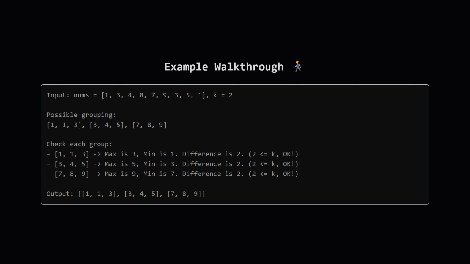A valid solution, as you can see on the slide, would be grouping the two 1s with a 3, then another 3 with a 4 and 5, and finally the 7, 8, and 9 together. If we check each group, the difference between the max and min is always at most 2, which is exactly our k value. Since this works for all groups, this is a valid answer. The big question is, how could we discover this grouping ourselves?